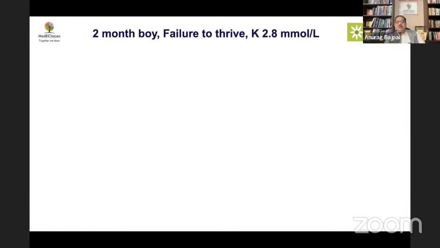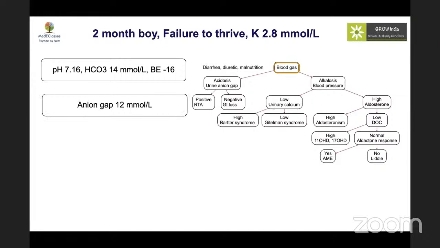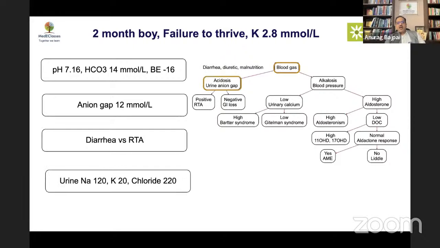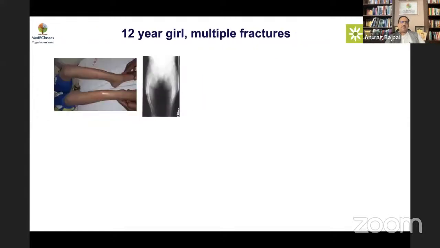A 2-month-old boy with failure to thrive and hypokalemia. Now, what we do here is look at blood gas. There is acidosis. So hypokalemia with acidosis. This is an important finding. The next question is, what's the anion gap? This is a normal anion gap acidosis. So what do we do here? We look at the urinary anion gap. And in this scenario, we find that the urinary sodium plus potassium is much lower than chloride. So you have a negative urinary anion gap. This is suggestive of a diarrheal loss. So very importantly, if you have hypokalemia and acidosis, do a urinary anion gap.